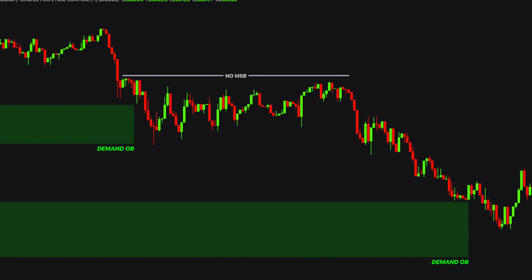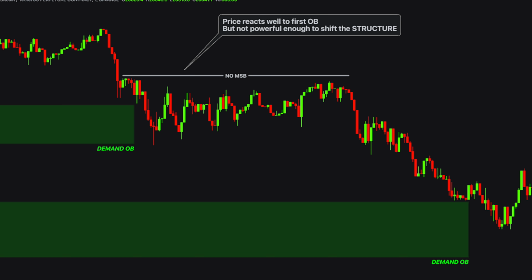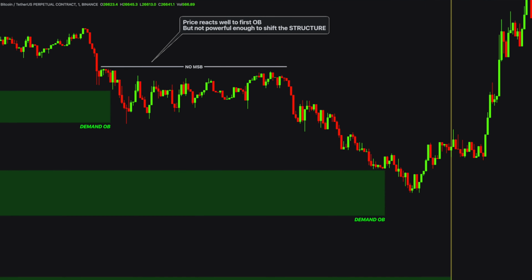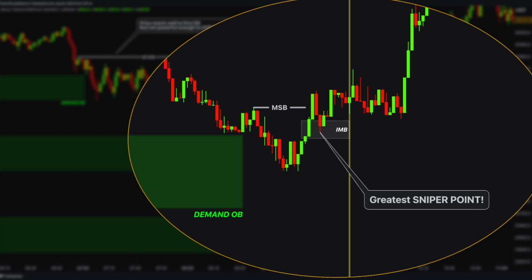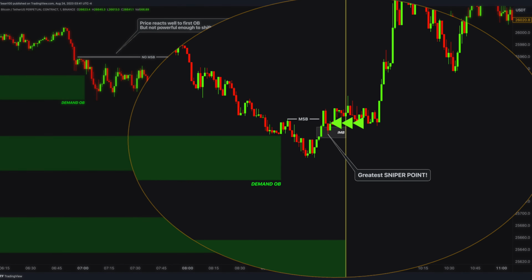I actually observed the first order block area. The price actually reacted really well here, made a long consolidation. But it was not powerful enough to shift the structure. When the price came to right around the second order block, it shifted the internal structure right here. It quickly shifted and created the imbalance. And this pullback was your extreme sniper entry which started the entire rally. Yes, this little tiny red 1 minute candlestick started the mega rally.